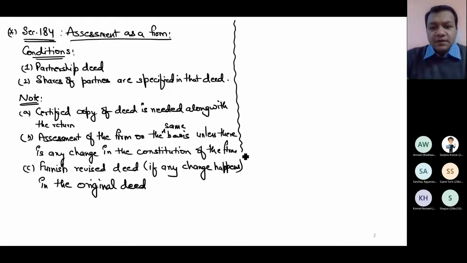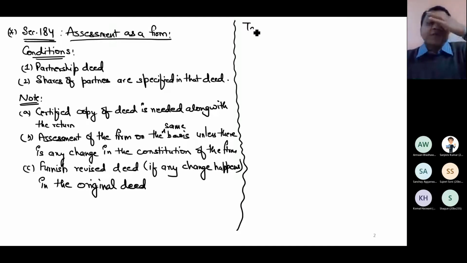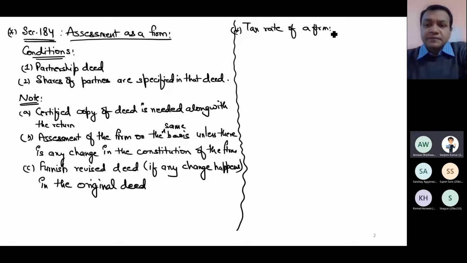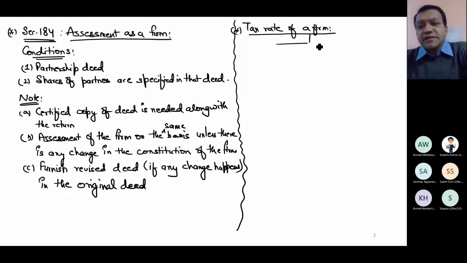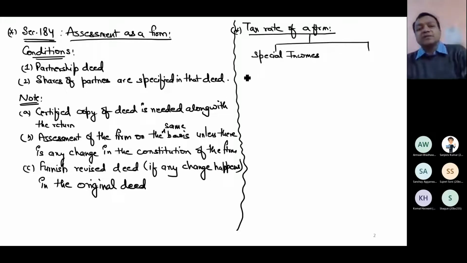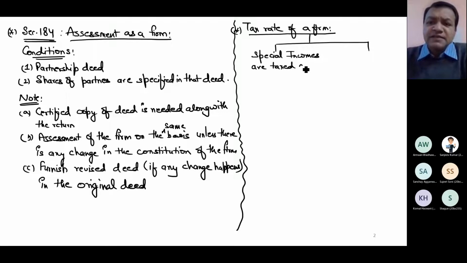Now, what is the tax rate of a firm? This is my second topic. Can you tell me a firm's income is taxable at what rate? Flat 30%, but special incomes are still taxed at special rates. 30% doesn't mean that special incomes are also taxed at 30%. Special incomes are taxed at special rates. That is why these are special. It does not matter who you are as an assessee. These special incomes are always taxed at special rates.